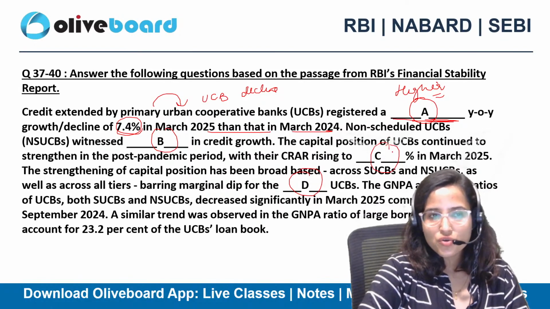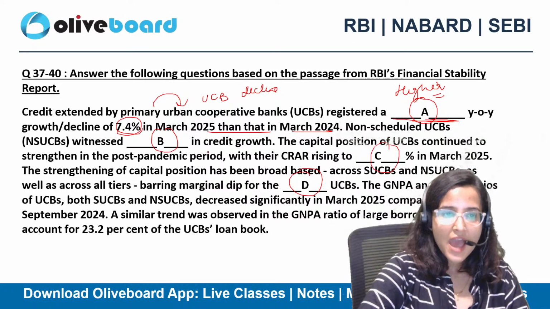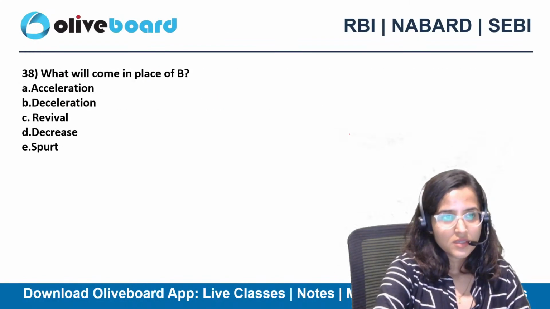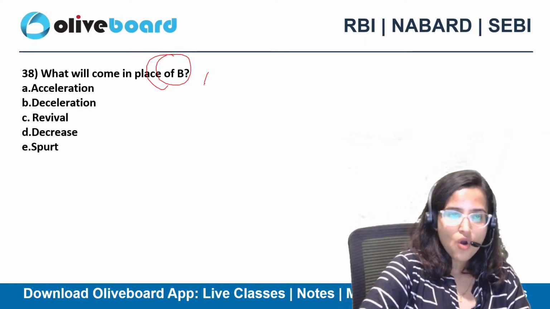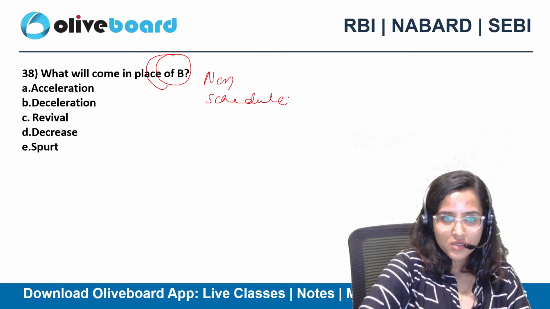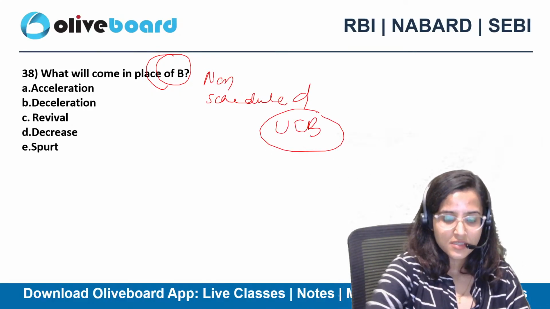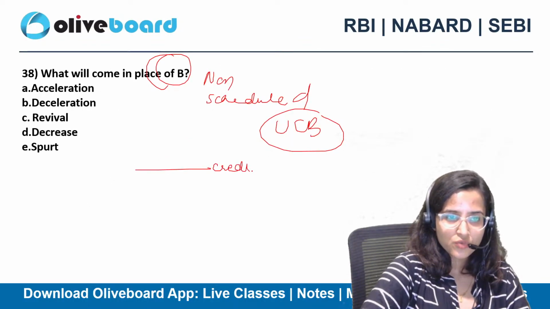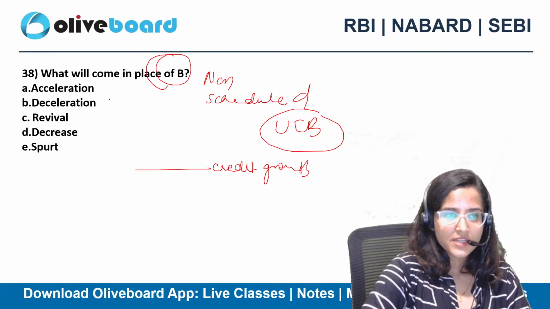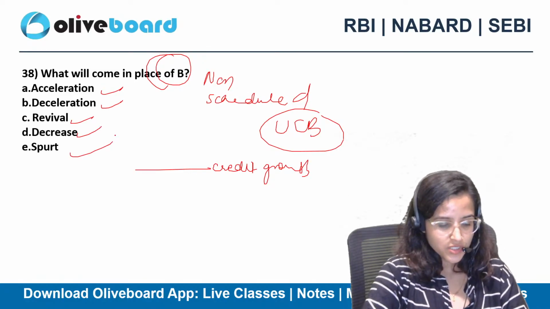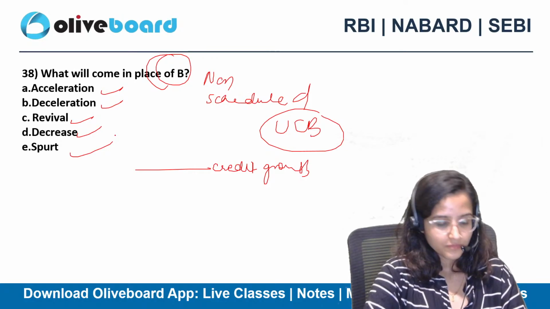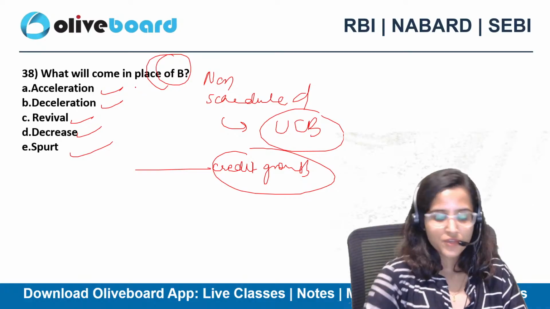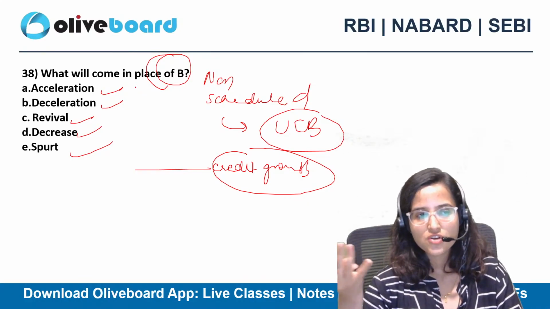Then B. Non-scheduled urban cooperative banks witnessed dash in credit growth. Non-scheduled urban cooperative banks. ठीक है? In case of B, non-scheduled urban cooperative banks, they witnessed dash in credit growth. Acceleration, deceleration, revival, decrease, or spurt? 38th question. We're talking about non-scheduled urban cooperative banks. What about their credit growth? We saw acceleration, deceleration, revival, decrease, or spurt?